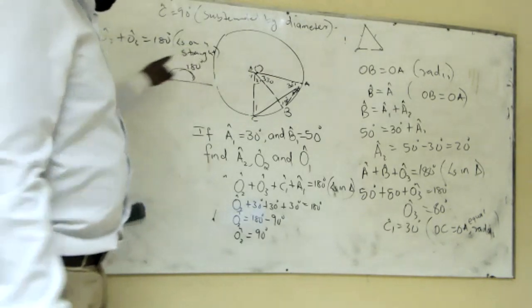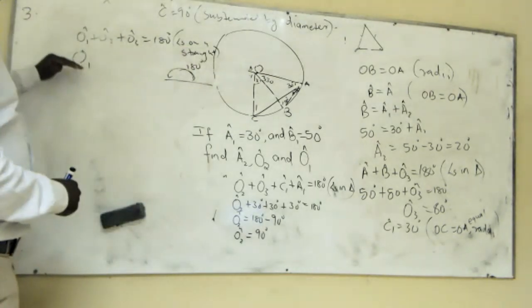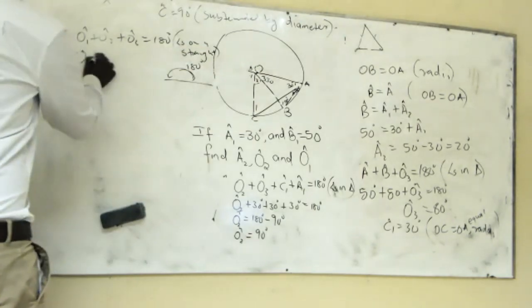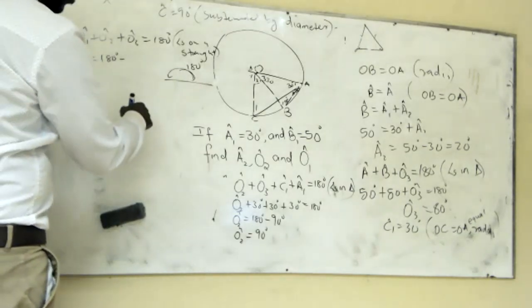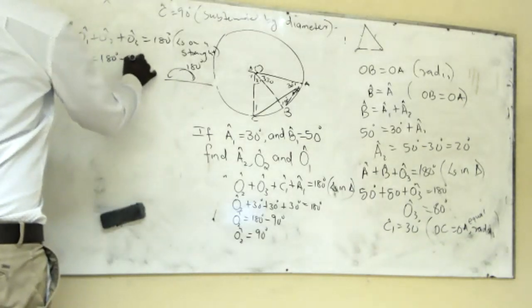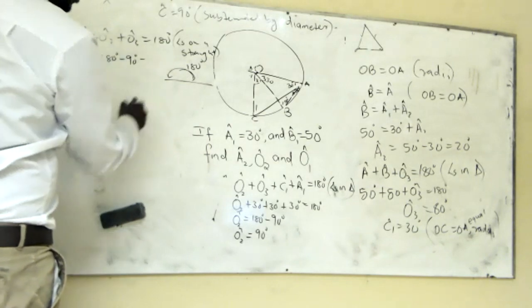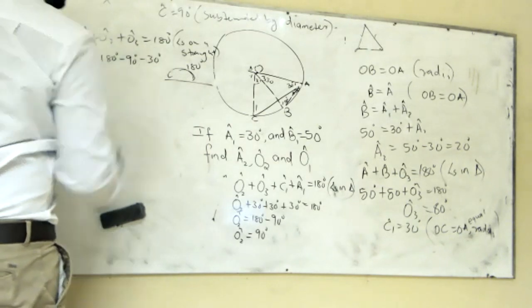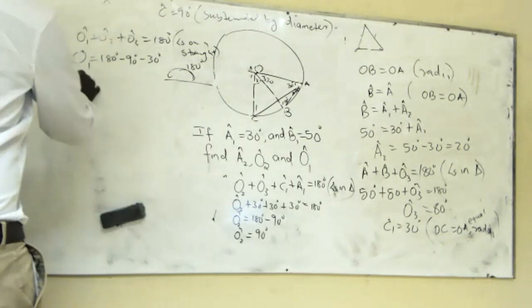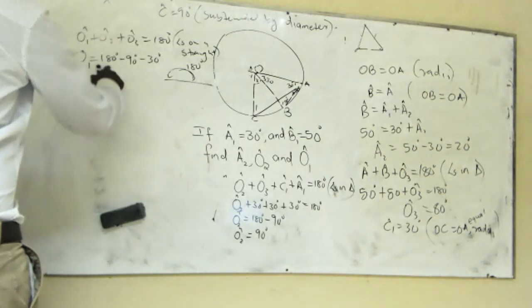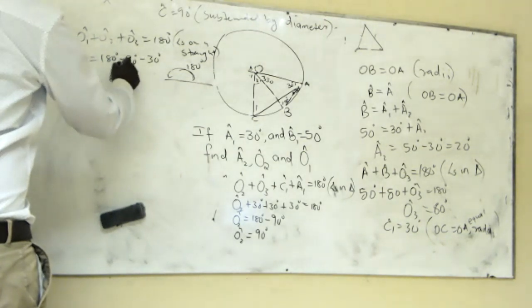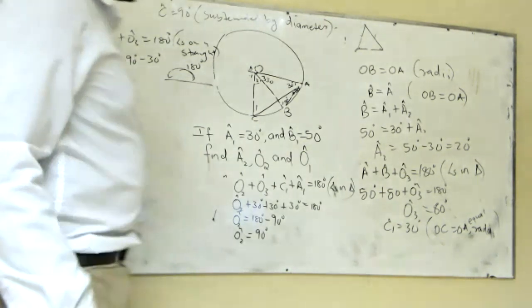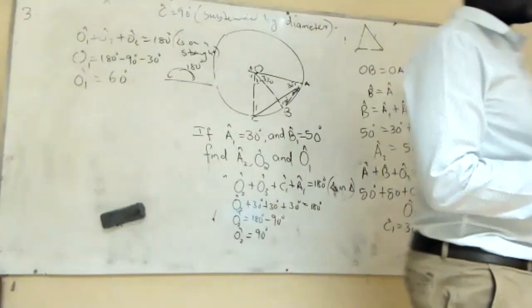On a straight line. So from there, we then make O1 the subject of the formula by taking the other angles to the other side, and we're going to have 180 minus O2. We calculated it and we find 90 degrees, minus O3, which is given, or we calculated it as what? As 30 degrees. Therefore, O1 will be 180 minus 90, which is 90, minus 30. Therefore, O1 will be 60 degrees. And this is how you're supposed to answer that question.